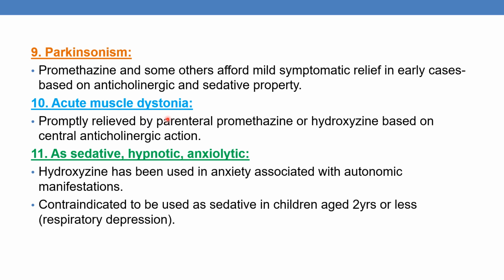Next is acute muscle dystonia. It is promptly relieved by parenteral promethazine or hydroxyzine based on the central anticholinergic action. Next is antisedative, hypnotic and anxiolytic use. Hydroxyzine has been used to treat anxiety associated with autonomic manifestations. And it is contraindicated to be used as sedative in children aged 2 years or less because it causes respiratory depression.